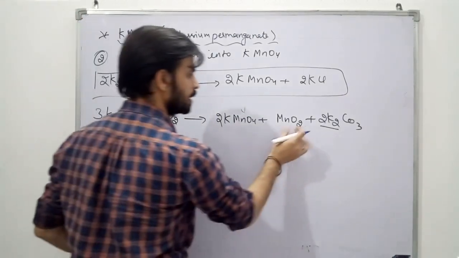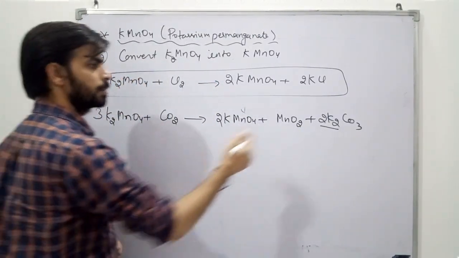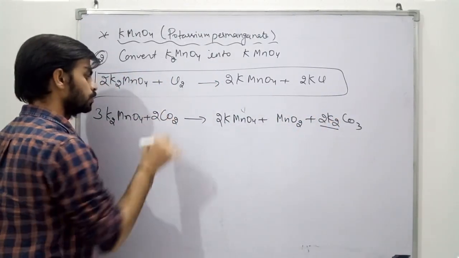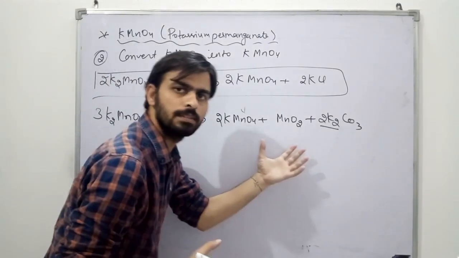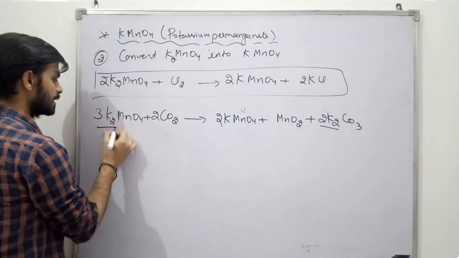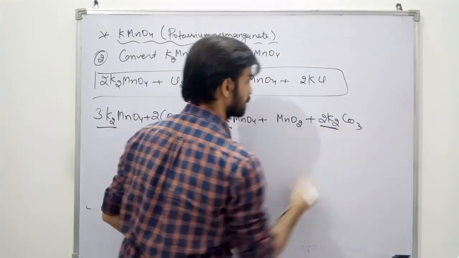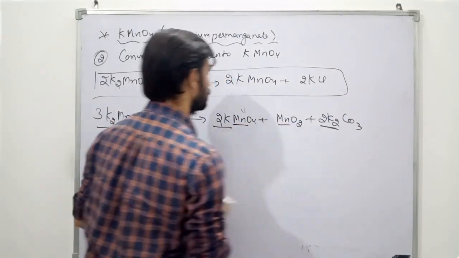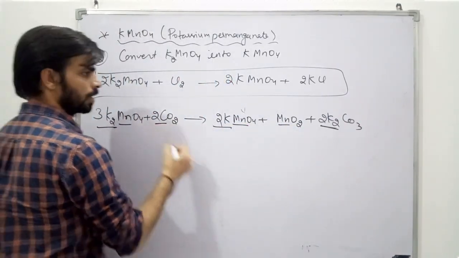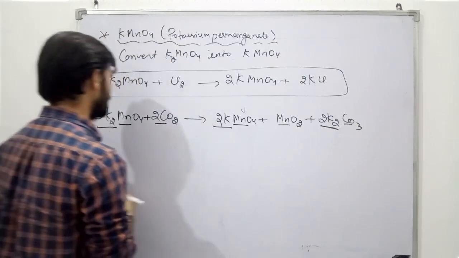3 manganese, 2 plus 1, 3 manganese. Carbon dioxide, carbon, 2, 2. Now we can calculate whether it is balanced or not. 6, 2 plus 4, 6. 3 manganese, 2 plus 1, 3 manganese. 2 carbon, 2 carbon. Now balance the oxygen.